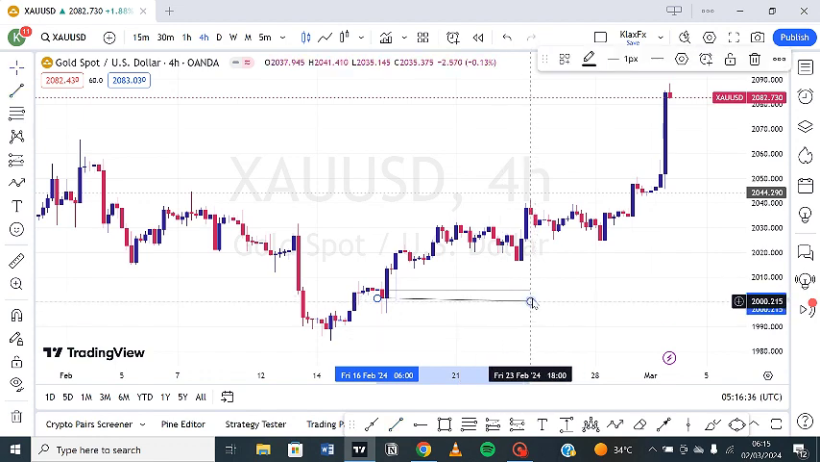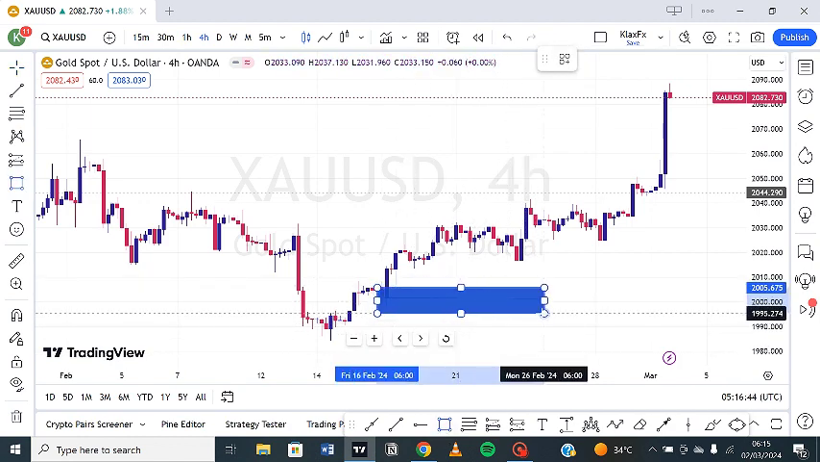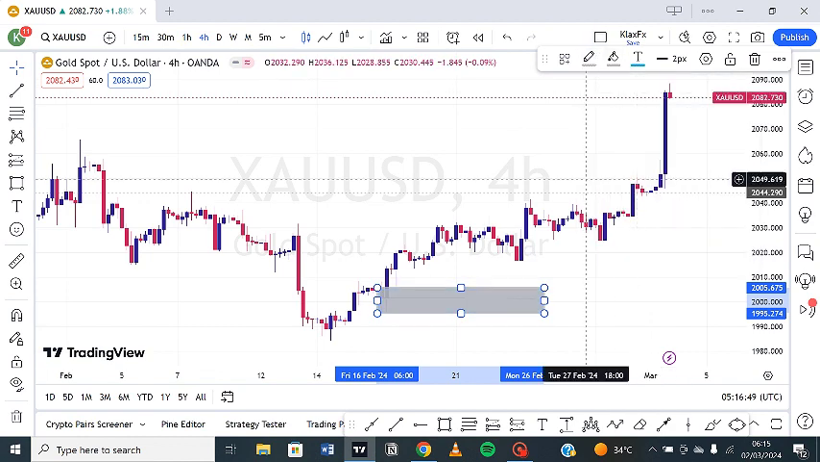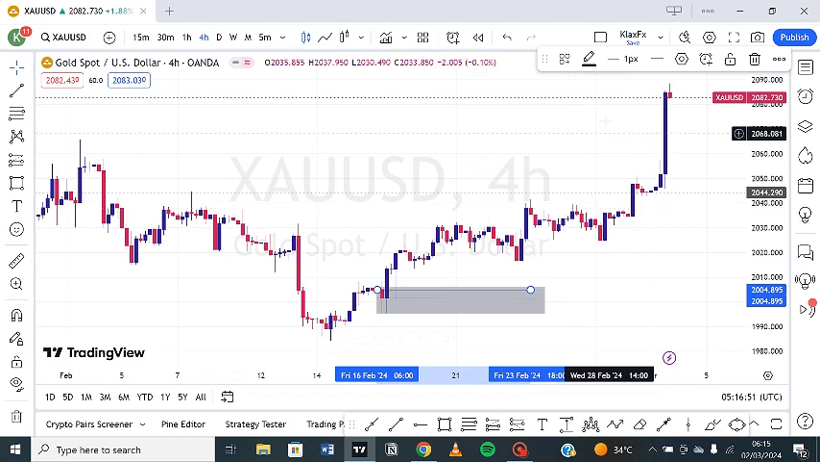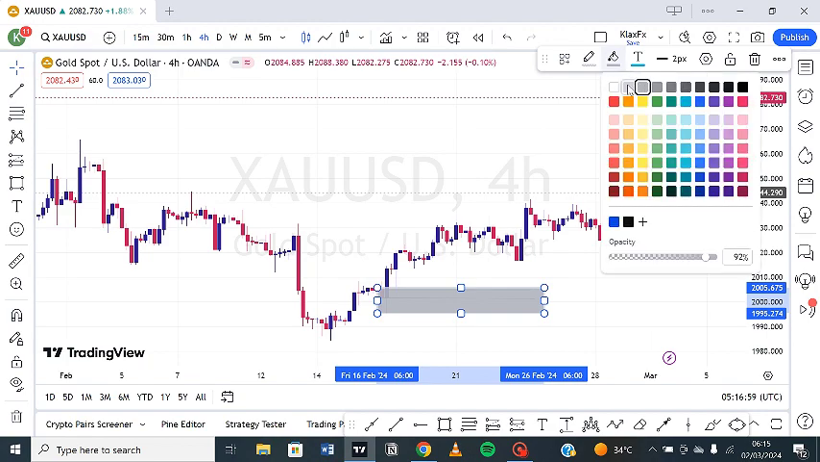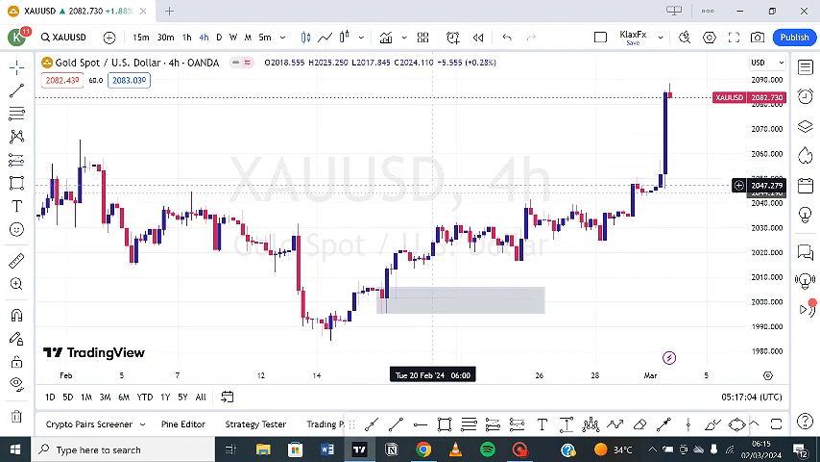Now if you want to be more precise, you can mark out with the wick, something like this. But what I do is I mark out the bodies alone of that last candle. That is what I do. So this is the classical SNR here.